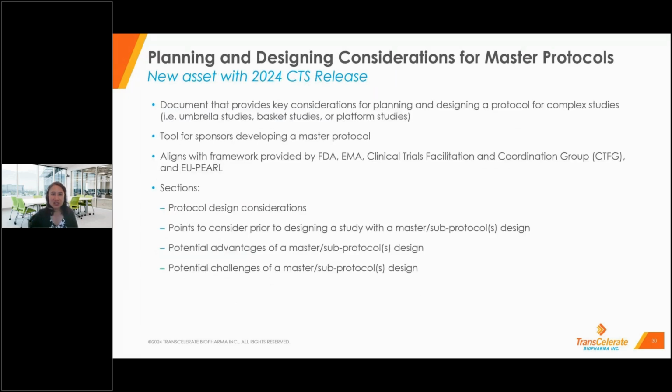And in addition to the updates that were made to the CPT based on learnings from EU-PEARL and member companies, TransCelerate is also releasing a document called Planning and Designing Considerations for Master Protocols, which, as it states, provides key considerations for planning and designing a protocol for complex studies.